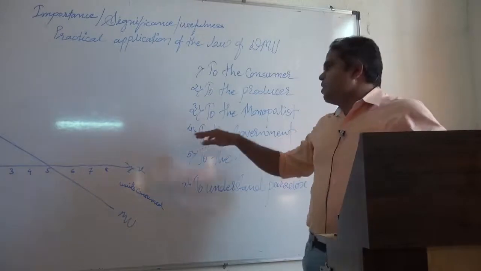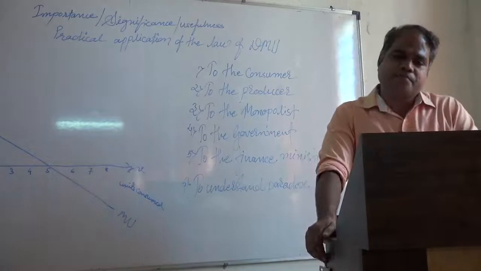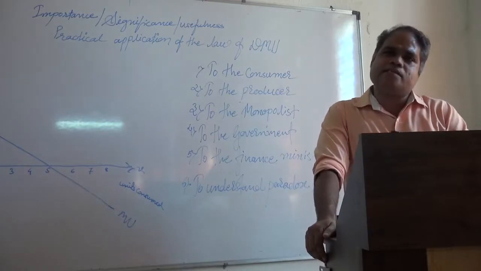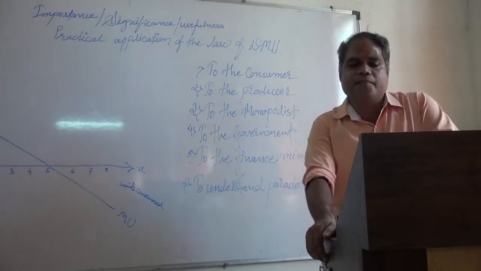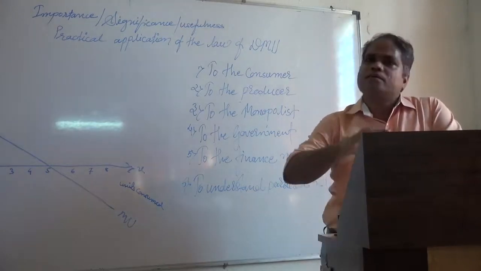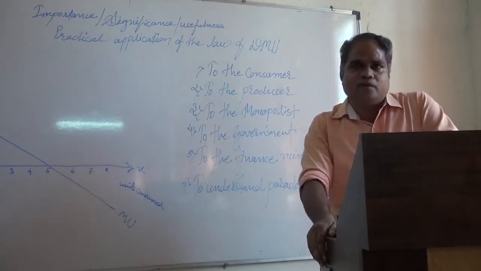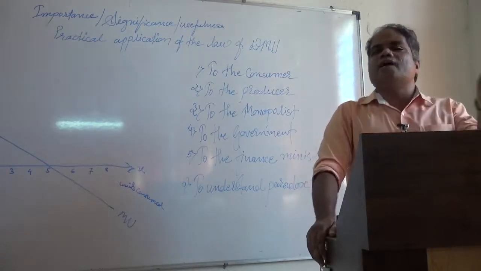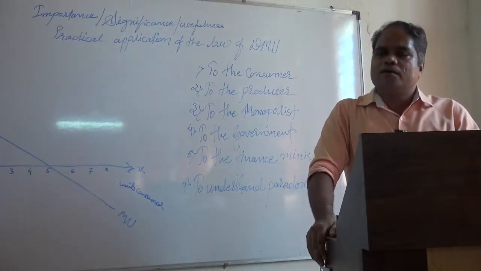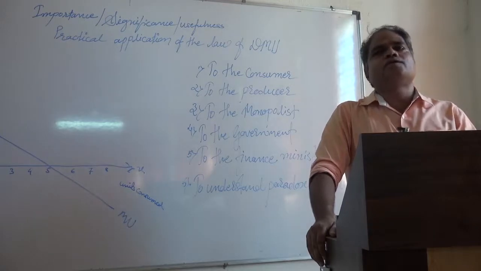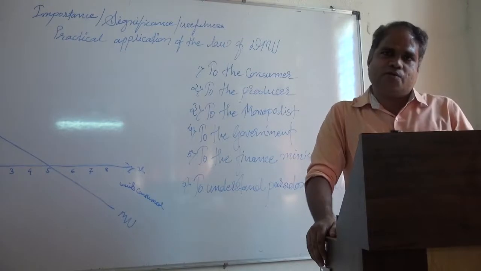Explanation of the law of diminishing marginal utility helps monopolists with price discrimination. Price discrimination means charging different prices to different consumers for the same product. So monopolists may charge different prices to different consumers. For example, monopolists charge a high price to the rich consumer, and for the same product, monopolists can charge a low price to the poor consumer.